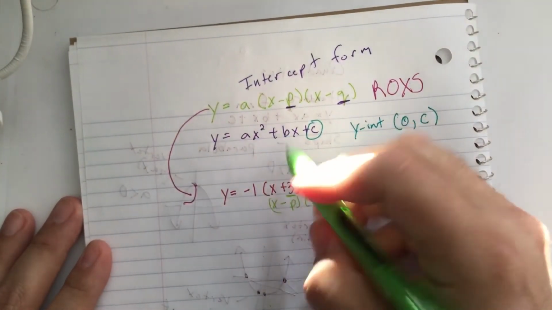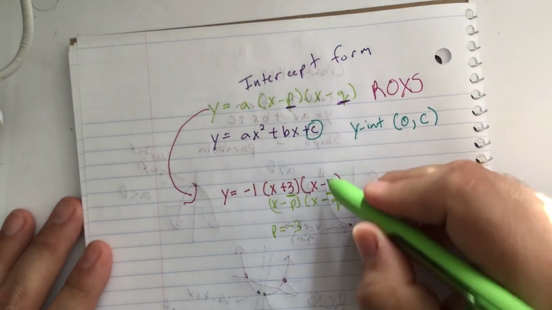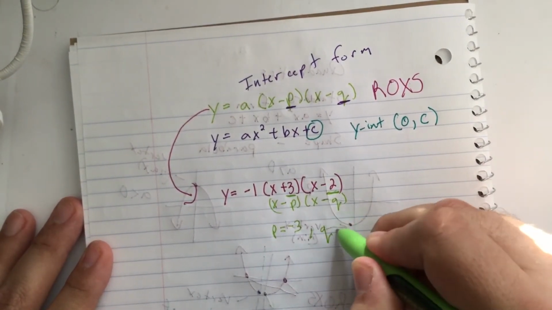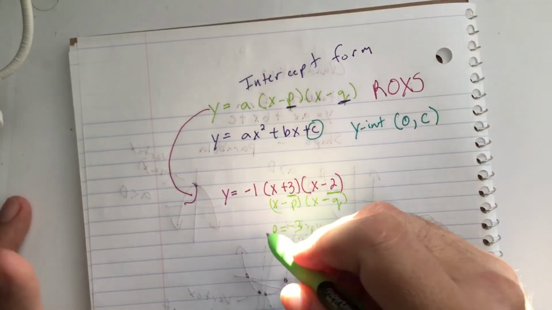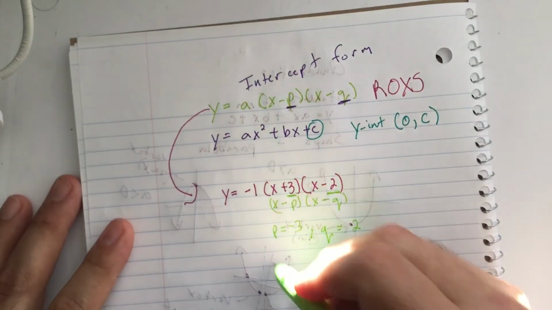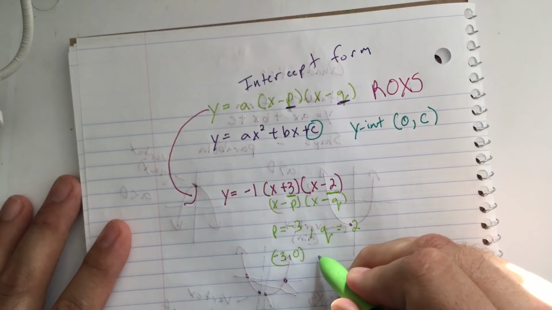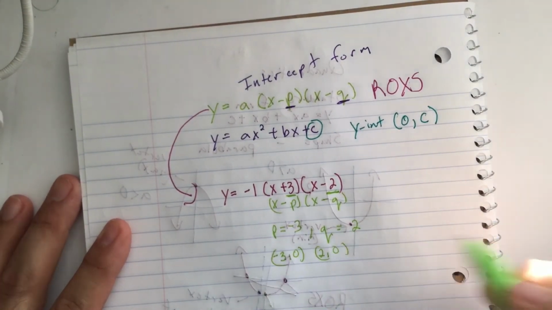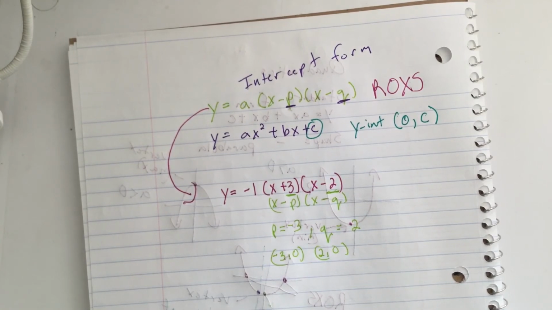So what does that mean? Well, remember the formula is x minus p times x minus q. So this actually means that p is equal to negative 3 and q is equal to positive 2, right? So what does that mean? Well, my two solutions, zeros, x-intercepts, are going to be negative 3 comma 0 and 2 comma 0. Those will be my two x-intercepts, and that's something that's really good and really easy to do with the intercept form. And I think that's just about it, guys.